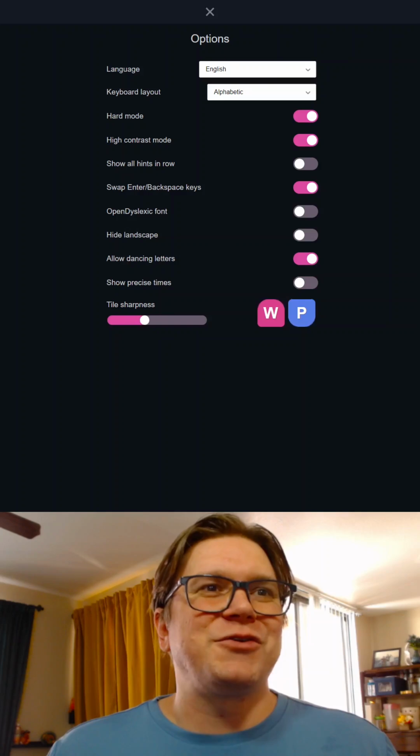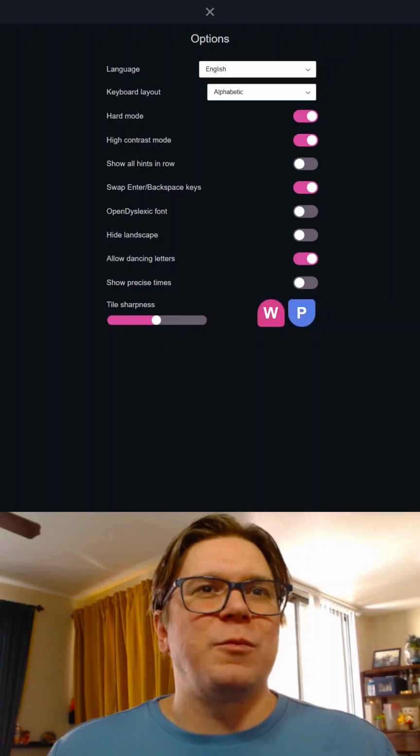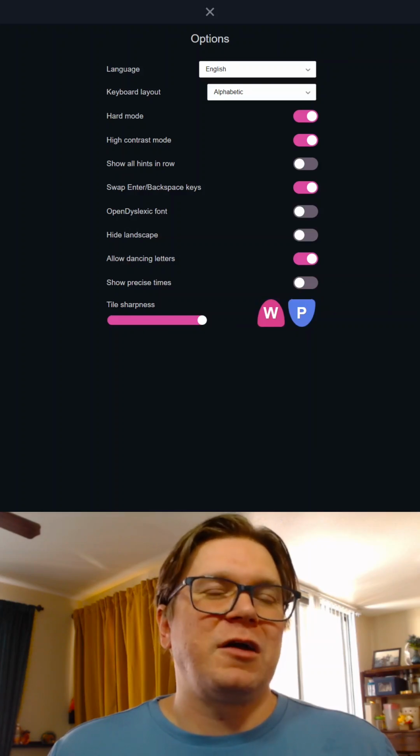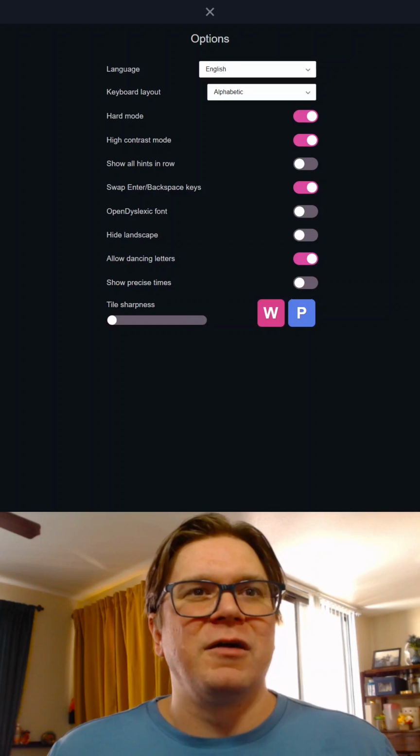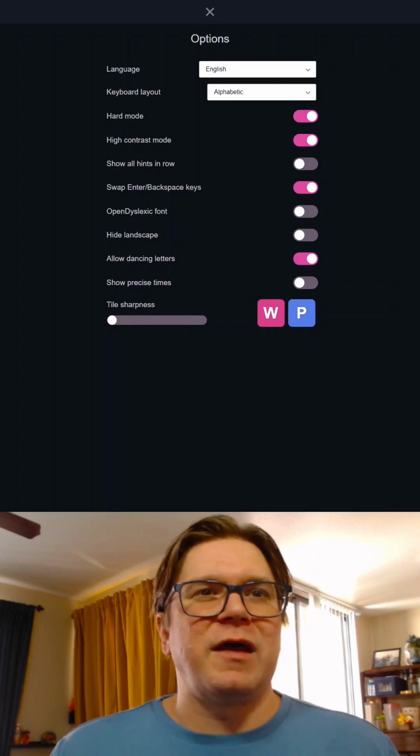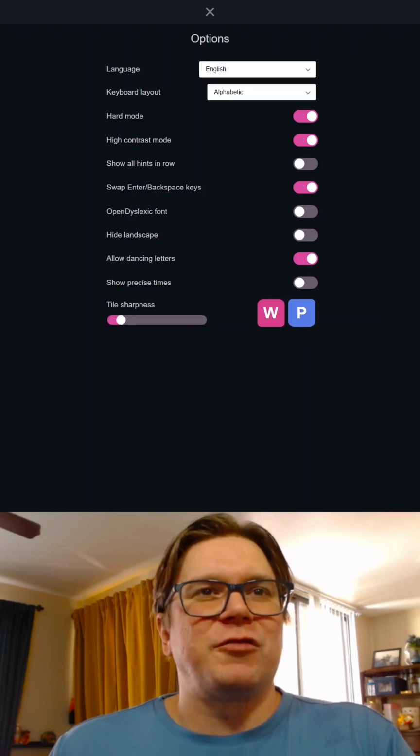One of the things you can also adjust is this tile sharpness, so the border radius is increasing, and that makes it pointier when you have the tile sharpness all the way up, and then you have it as not there. At first it's hard for me to differentiate between the two, so I put this somewhere in the middle.